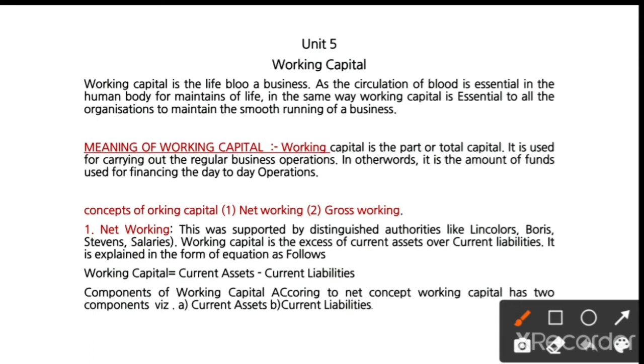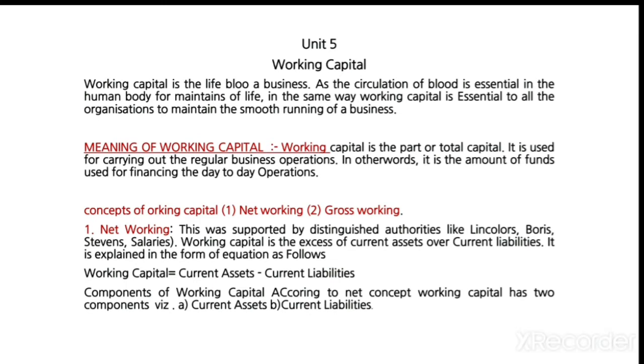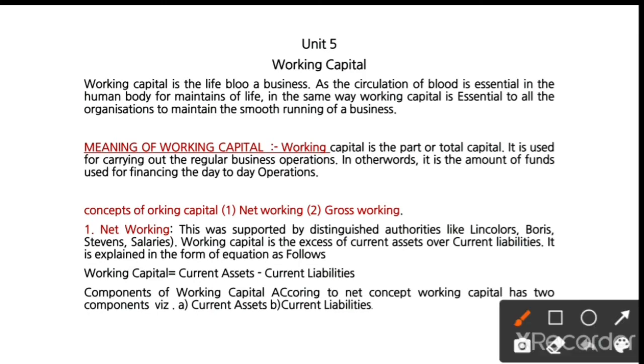As I told you, working capital refers to a part of capital. It is used for the day-to-day operation of the business. In other words, it is the amount of fund used for financing day-to-day operations. So whatever amount is used for day-to-day activities is working capital. Next, the concept of working capital. Basically, it is divided into two types. One is net working capital and the other is gross working capital.